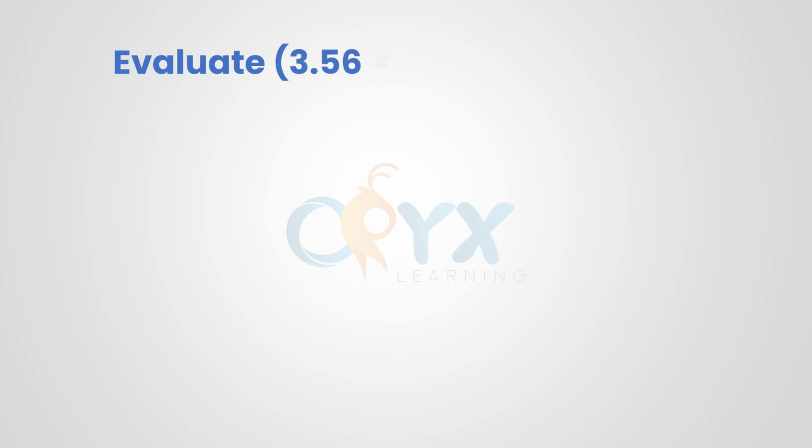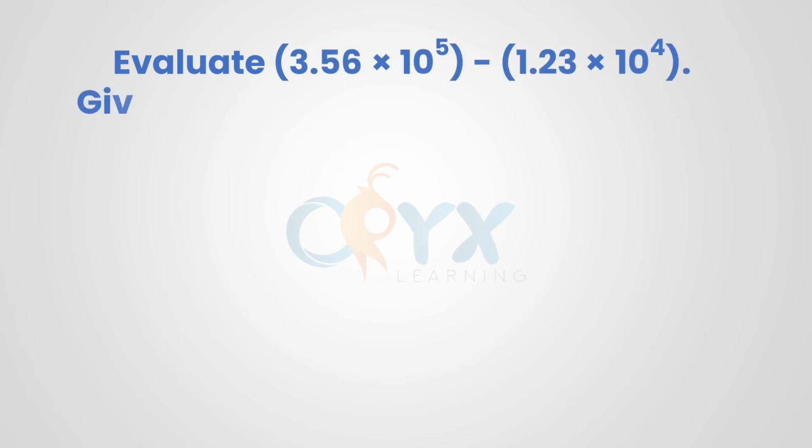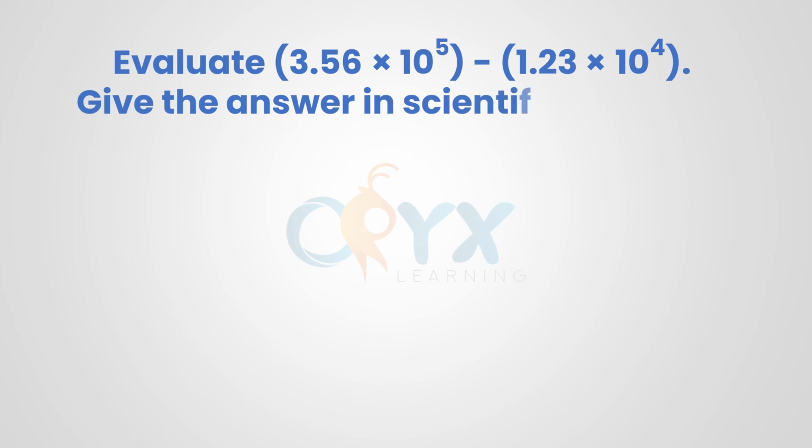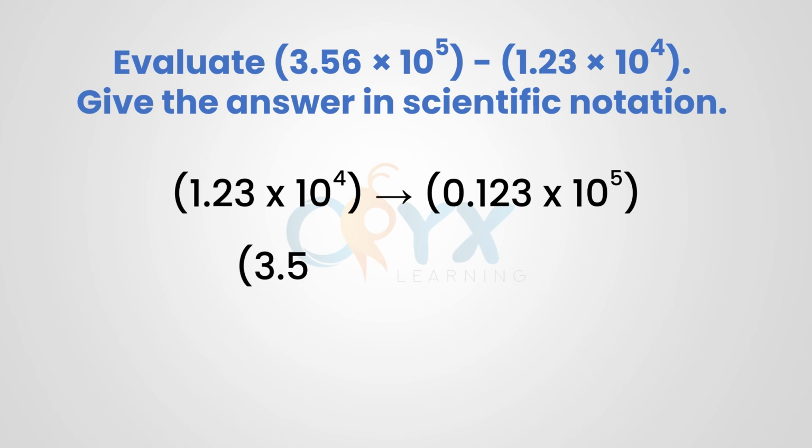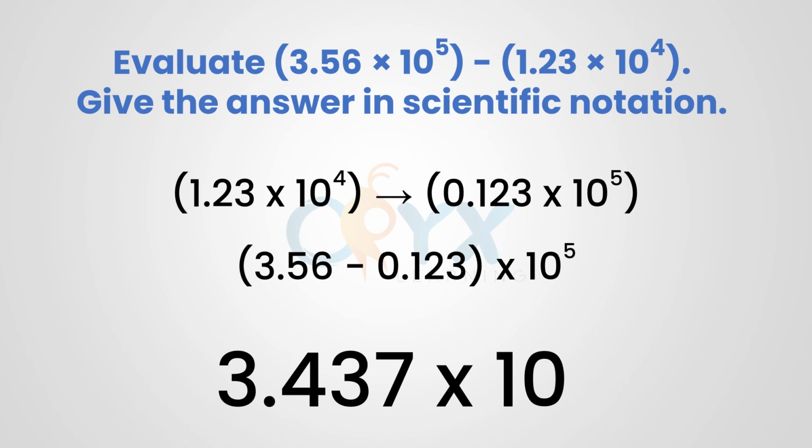Evaluate 3.56 times 10 to the 5th minus 1.23 times 10 to the 4th. Give the answer in scientific notation. For this problem, we will change 1.23 times 10 to the 4th to 0.123 times 10 to the 5th. That way, our powers of 10 are the same. Rewriting the problem with our commutative and associative properties, we have 3.56 minus 0.123 times 10 to the 5th. Subtracting the values, we'll get our final answer of 3.437 times 10 to the 5th.